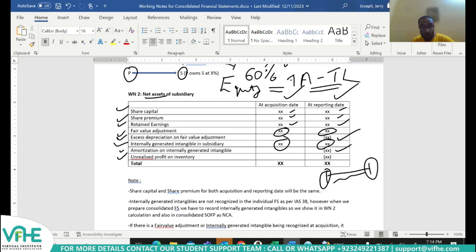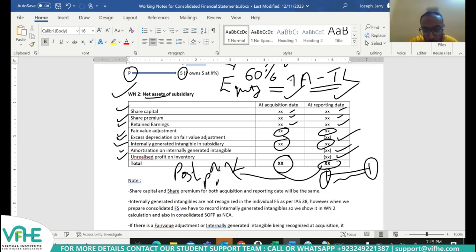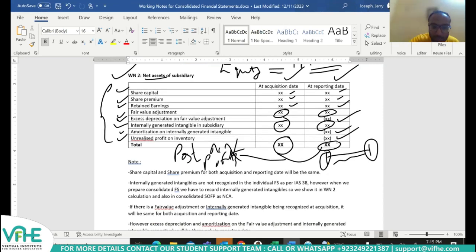Unrealized profit needs to be adjusted in working note number 2 if the subsidiary is the seller, first point. Second, it should be adjusted if this inventory is still remaining unsold at the year end in the parent's warehouse. Because what is the logic? The inventory is not sold, that means the profit is unrealized. So that also we have to adjust at the reporting date. When you adjust all this, you'll get a total at acquisition date and reporting date. And the difference between the acquisition date and reporting date will give you the post acquisition profits.